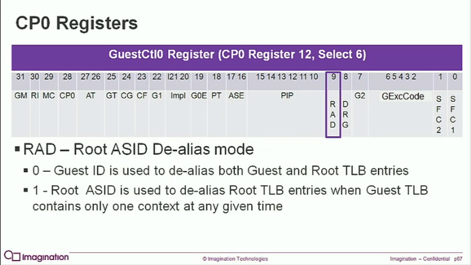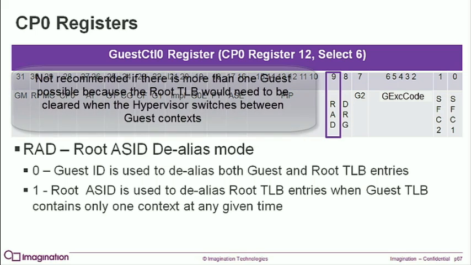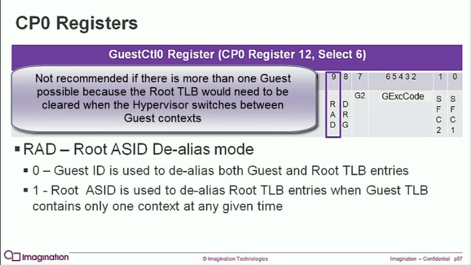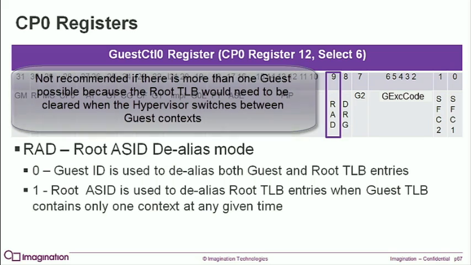The root ASID field de-aliasing mode can be used if there is only one guest possible. Then the hypervisor could use the ASID in the root TLB to distinguish entries belonging to the guest OS or the hypervisor. This is not recommended if there is more than one guest possible, because the root TLB would need to be cleared when the hypervisor switches between guest contexts.